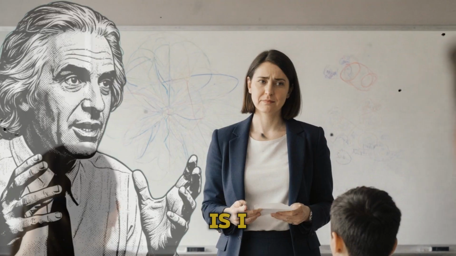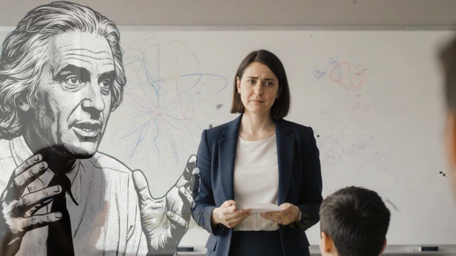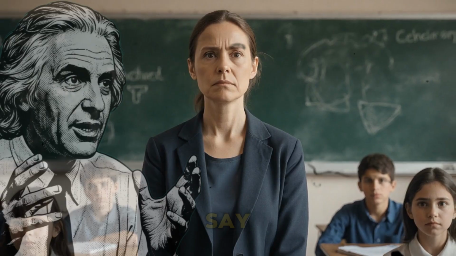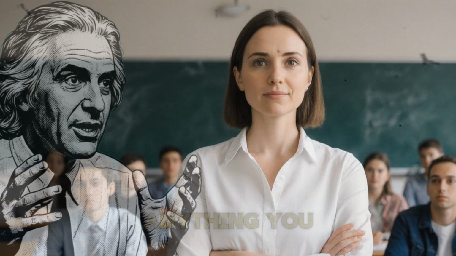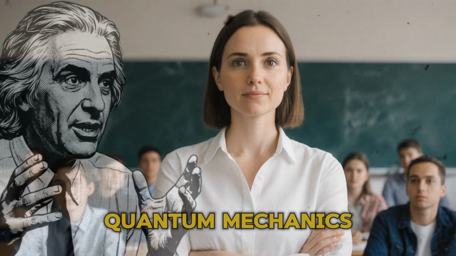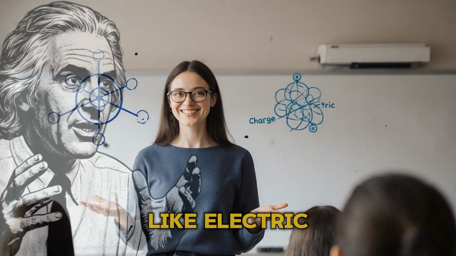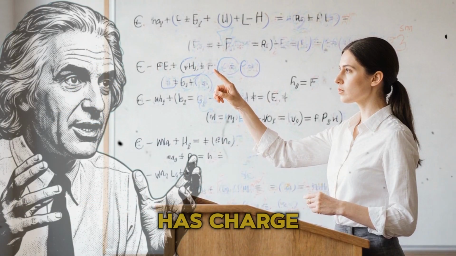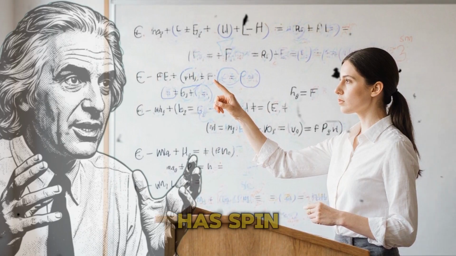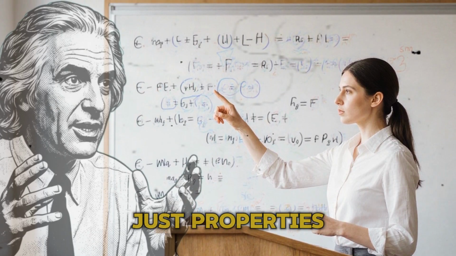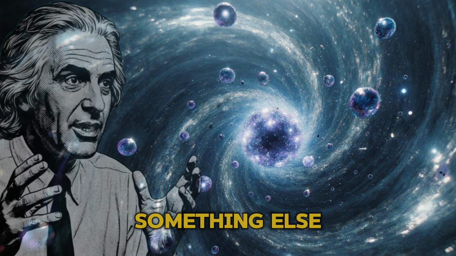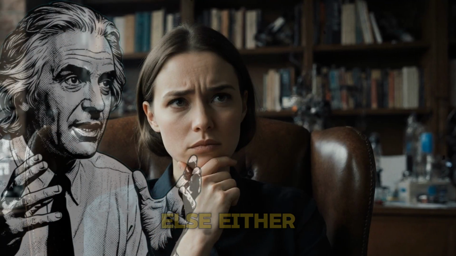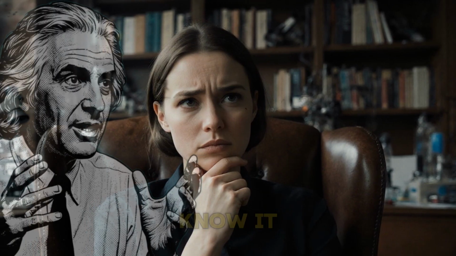The truth is, I can't explain spin in terms of something more familiar to you. I can't say it's like this thing you already know without lying, because it's not like anything you know. This is one of those fundamental things we start with in quantum mechanics. It's a basic property, like electric charge. An electron has charge, it has mass, and it has spin. These are just properties, intrinsic properties. They're not made of something else. I don't understand it in terms of something else either.